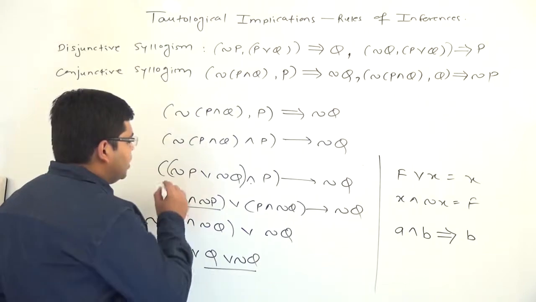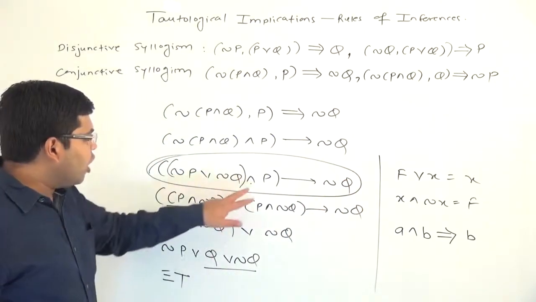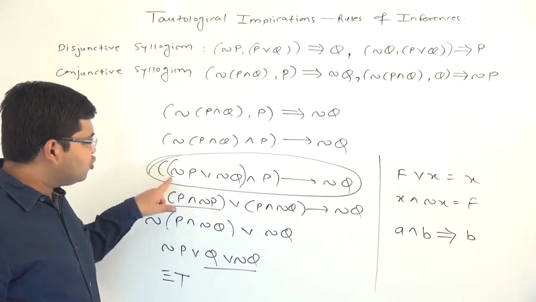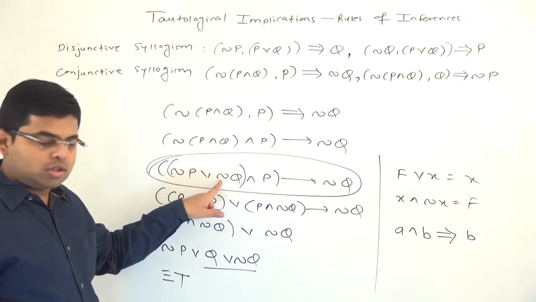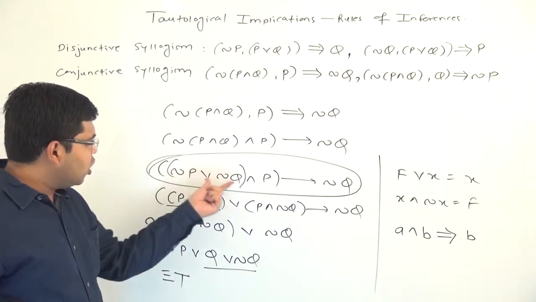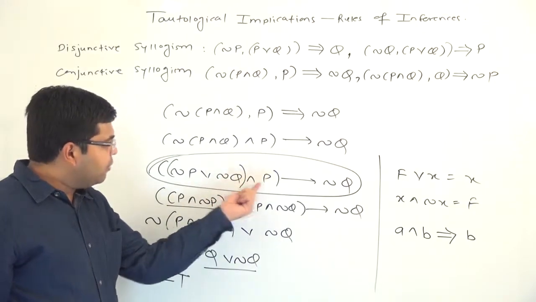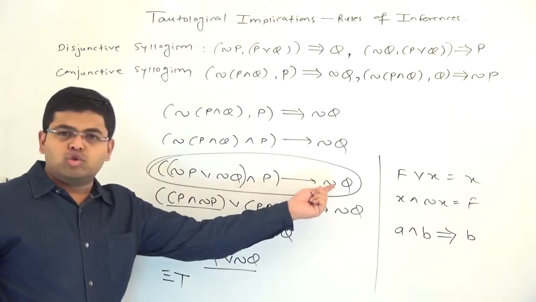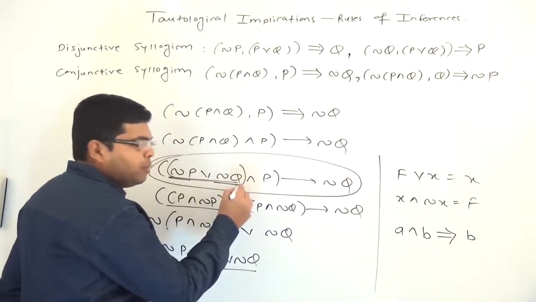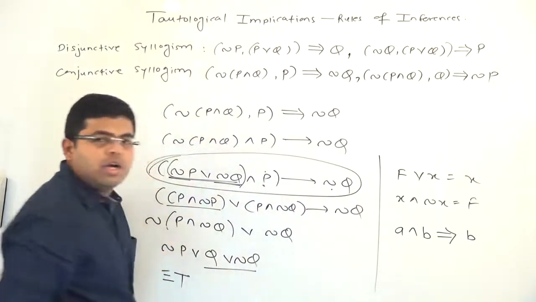Now if you observe this particular step, here what we are saying is: either P is false or Q is false. Negation P or negation Q means either P is false or Q is false, and P is true, and therefore Q has to be false. See, either P or Q has to be false. At least one of these two has to be false, but P cannot be false because P is true, and therefore Q will become false.